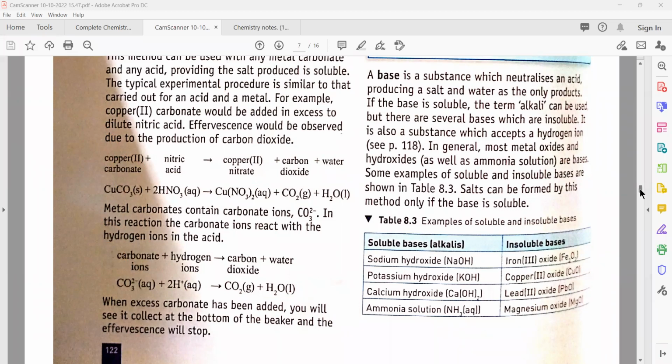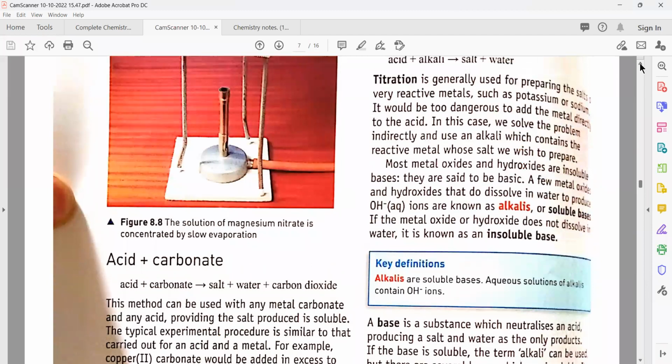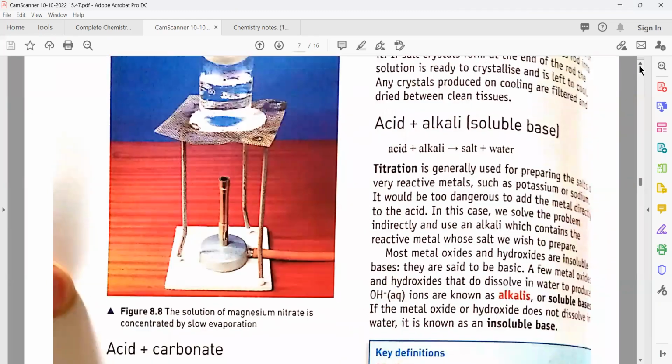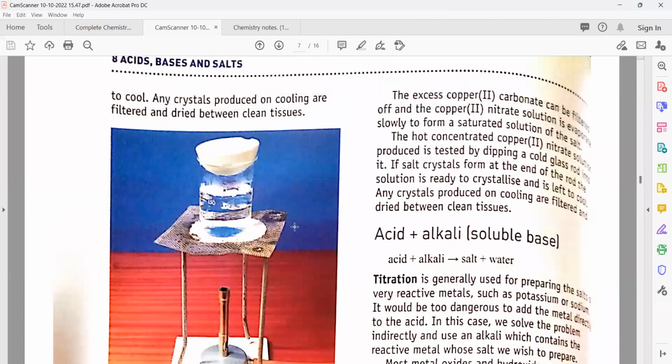Now, it's written about the titration, and in the last part of this one, we are going to see the excess. I think it's okay. You can read it out. No problem here. Let's go towards acid plus alkali, soluble base. Here we're going to see this one.